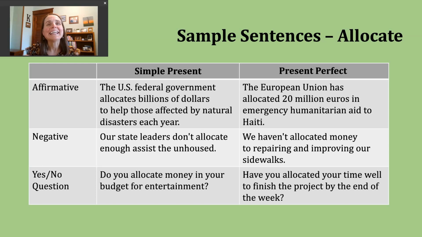Now, let's talk about making negative sentences in the simple present. Again, we have to pay attention to our subject. If our subject is I, you, we, or they, we're going to use do not and then the base verb. If our subject is he, she, or it, use does not and then the base verb. Don't add an S here in the negative. Let's take a look at an example. Our state leaders don't allocate enough to assist the unhoused.